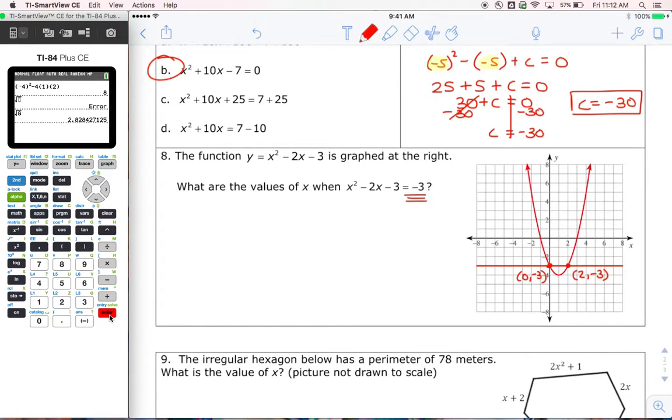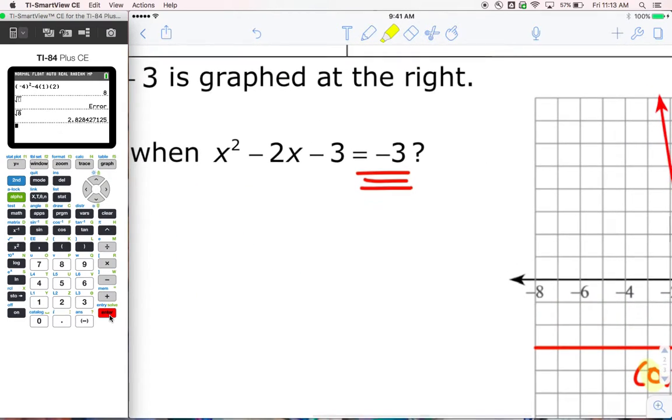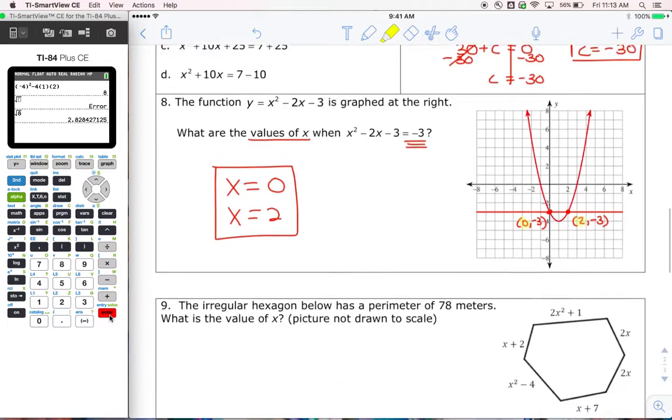Now, it doesn't ask us for which one, but it does say, what are the values of x? It didn't say negative or positive. It said values, plural, so we're going to say both. x equals 0 and x equals 2. 0 and 2 are the x values where it equals negative 3. Now, if you wanted to do plus 3 on both sides and use your calculator, that's fine, but I think it's much easier just looking at the graph you're given.